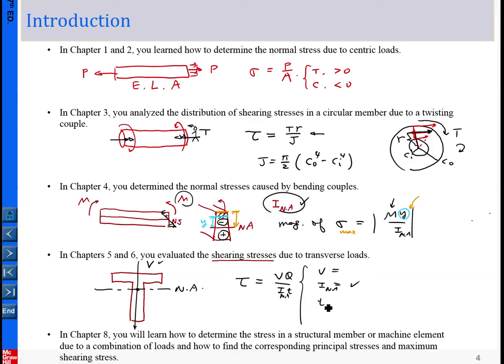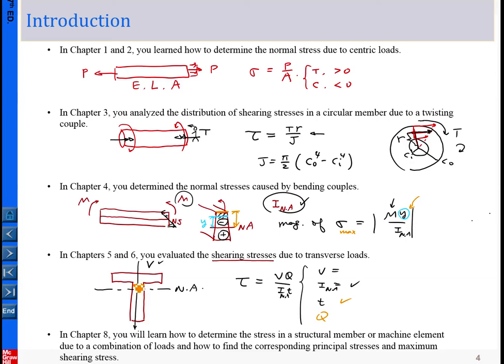Okay, what is t? t will be determined by, for example, say I want to calculate the stress here. Okay, I want to determine the stress here. So that gives you the thickness. The t is the width of the selected cut. Here, for example, I'm interested in determining the stress along this level. So that is the width. Okay, t is the width from here to here. So that's the t. So t is the width of the cut, and now we determine what is Q.